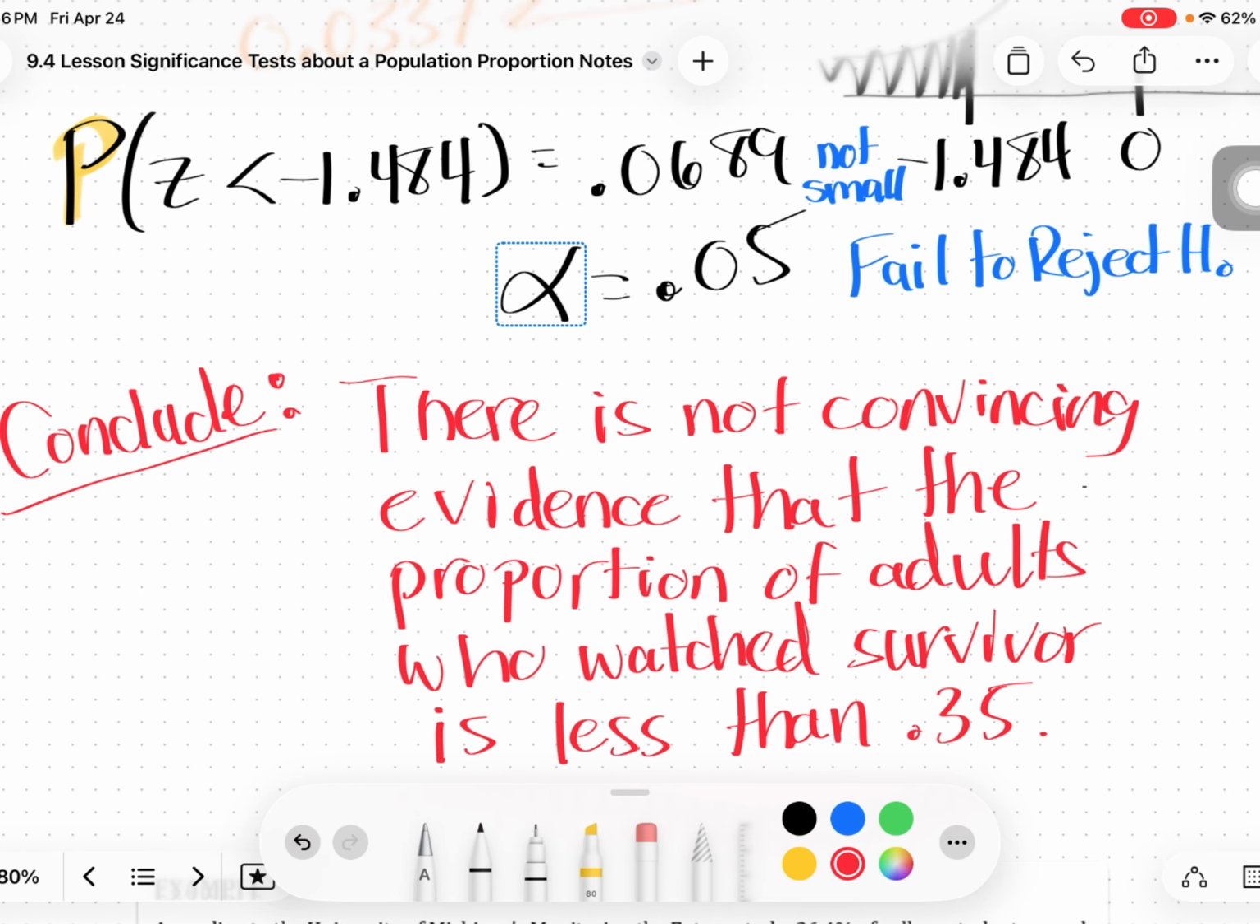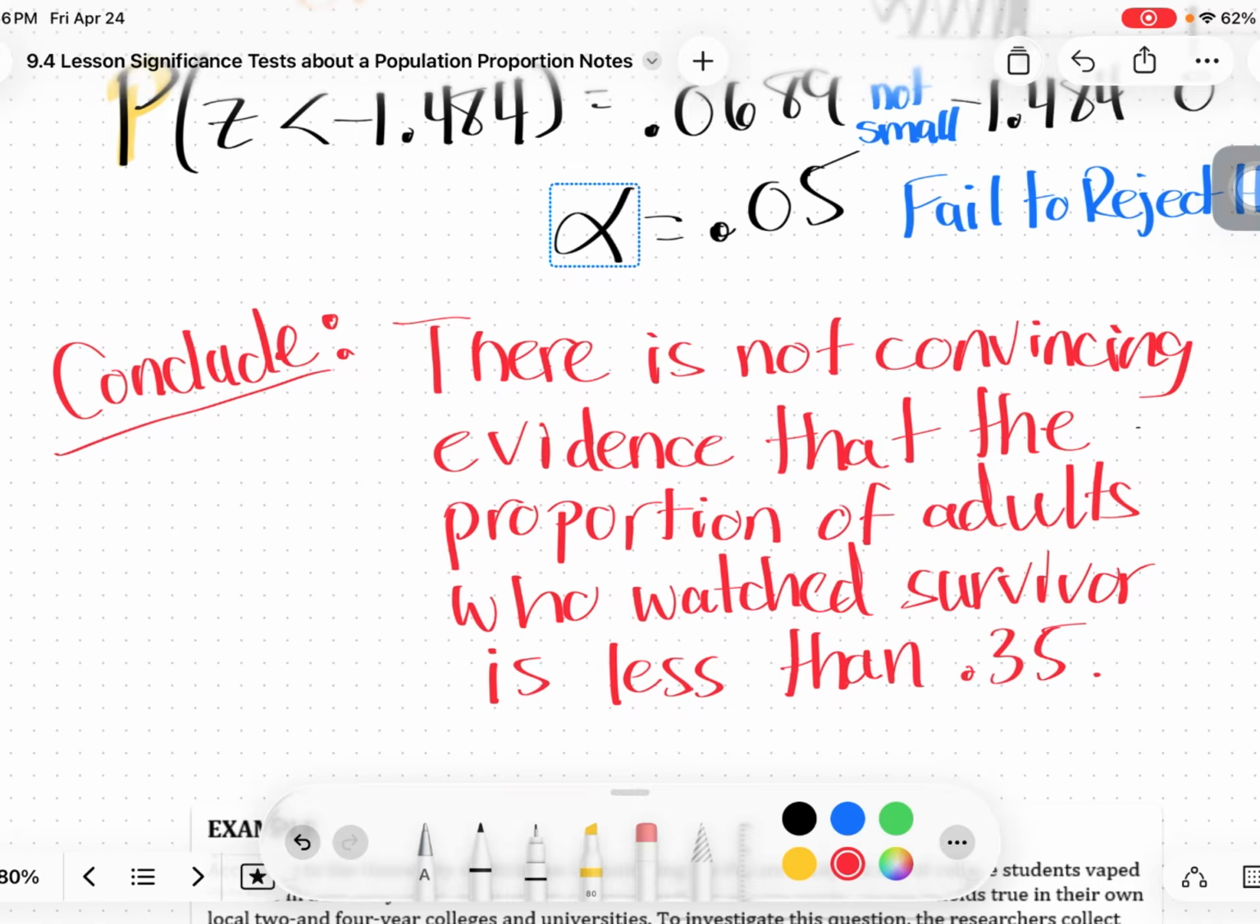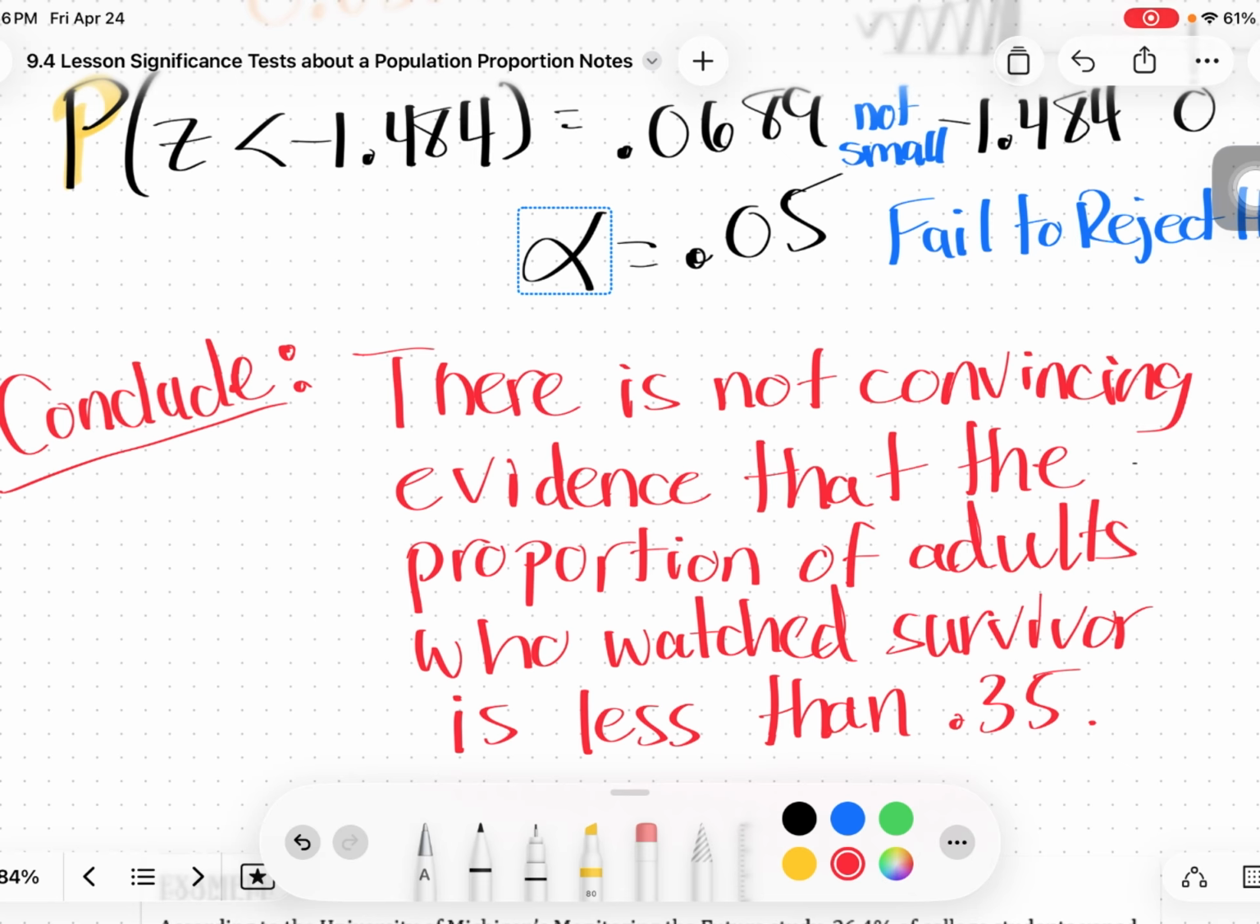And we can maybe come up with a formula for writing this together in class, but basically we want to say if there is or isn't convincing evidence, we want to make sure we're stating the parameter. Is it a proportion or a mean? So in the next lesson, we'll talk about means. And then finally, you want to put the context in there. We're talking about the proportion of adults who watch Survivor, and we were comparing it to a value of 0.35, 35%.